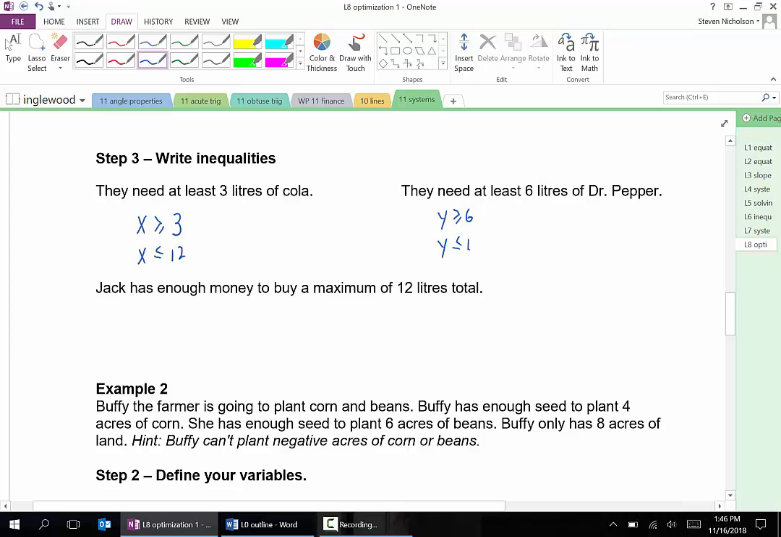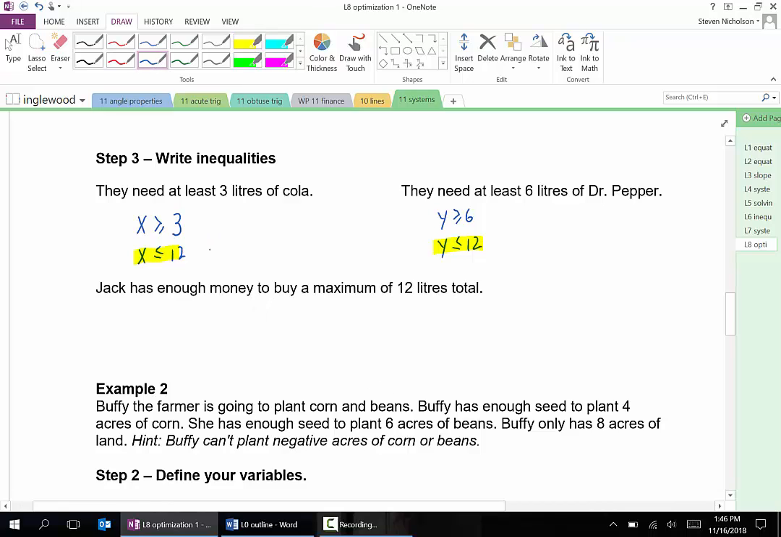And y has to be less than or equal to 12. Now, right now, you might look at this and go, yeah, but I know they can't be 12 because we need three of the other ones or six of the Dr. Pepper, but it's not a big deal. So we'll leave it like that for now.